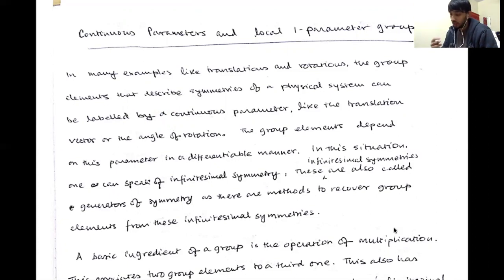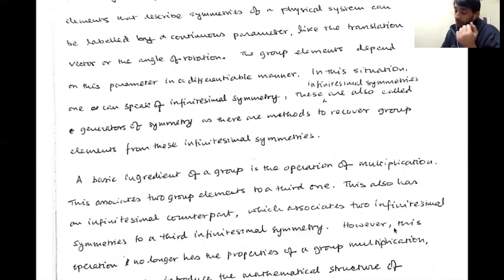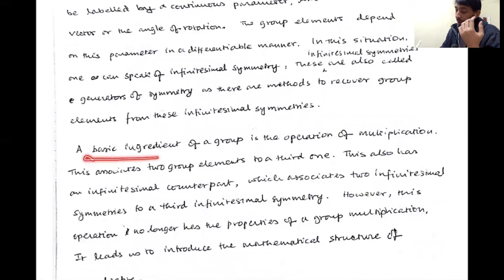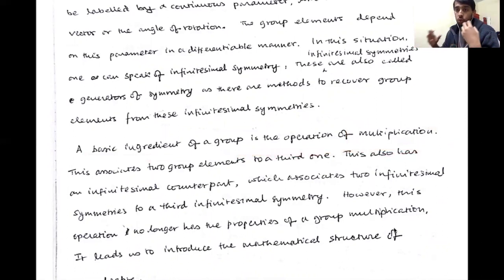So in this situation, one can speak of infinitesimal symmetries. These infinitesimal symmetries are also called the generators of the symmetry, as you can recover the entire group, all the elements of the group, from these infinitesimal symmetries. We will obviously have more to say about it as we go ahead. We will learn this in much more detail. One of the basic ingredients of a group is the operation of multiplication. So what does this do? Given two particular group elements, this associates that with a third one.